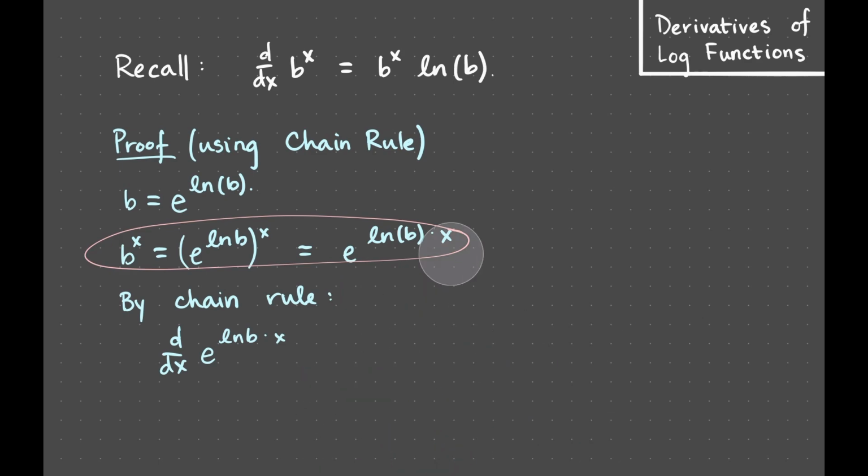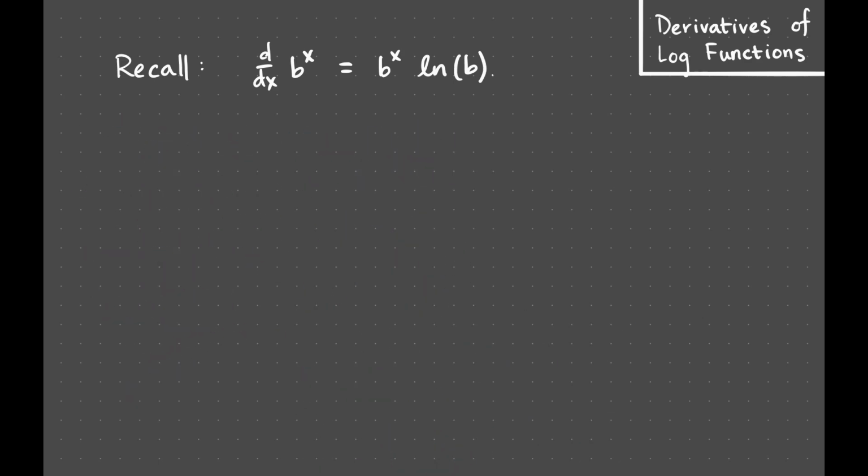Equipped with this derivative then, implicit differentiation allows us to compute the derivatives of log functions. In particular, the log base b function satisfies the identity that b to the log base b applied to x equals x for each x in the domain of log base b. We can then take the derivative of both sides with respect to x. For the left side, we use chain rule.